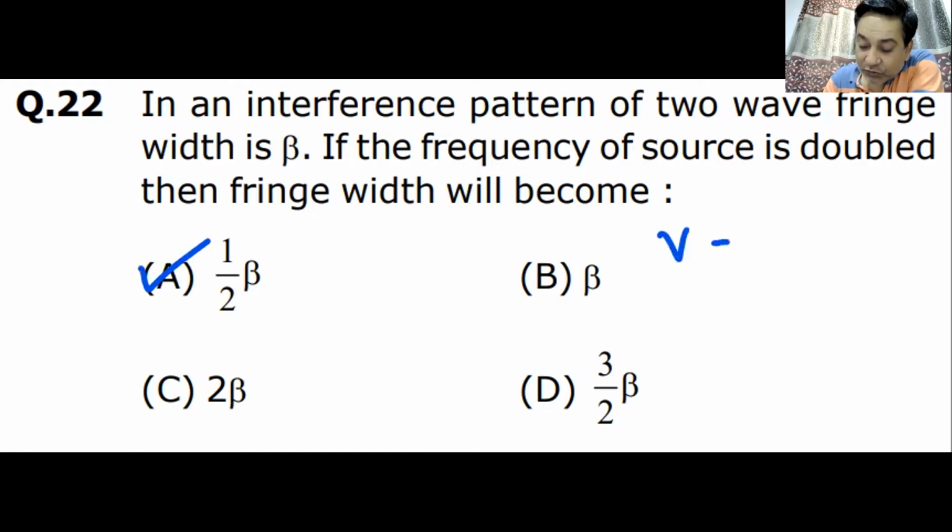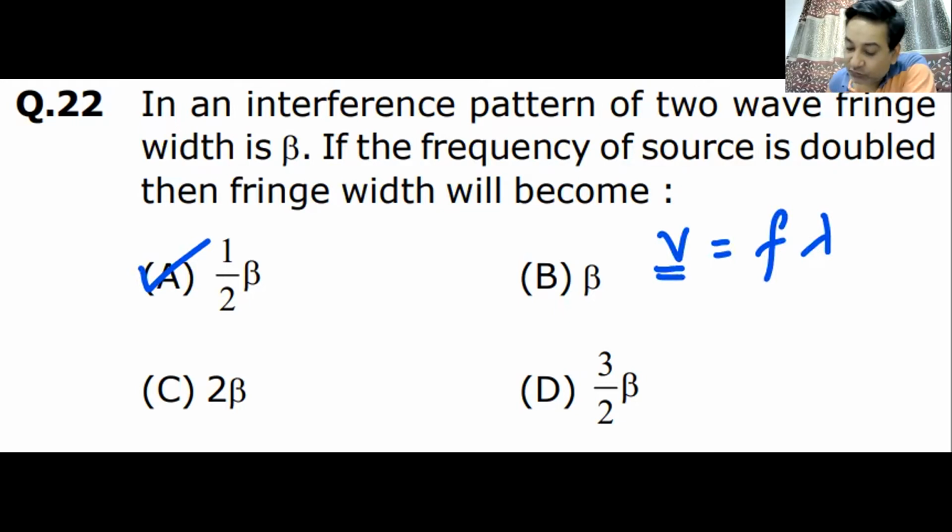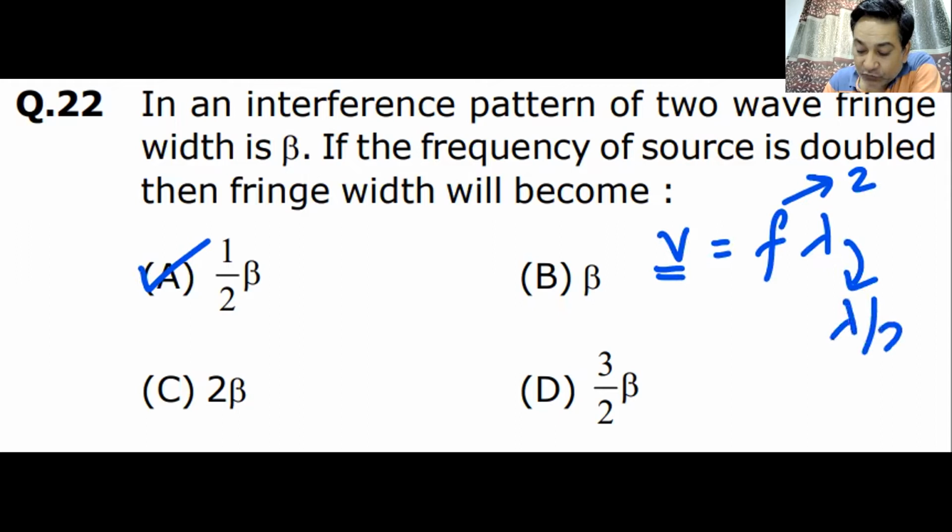Remember, V is equal to F lambda. Do we understand this? Now, we are in the same medium, so V will remain the same. Now, frequency is doubled, so the wavelength should become half. If the wavelength becomes half, then the fringe width becomes half. That was the way this question had to be answered. I hope you have answered it. Yes or no?